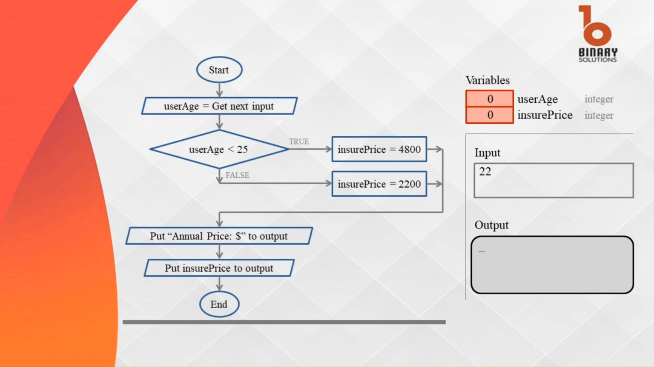In this example, the program uses an if-else branch to determine an insurance price based on the user's age. The condition checks if the user's age is less than 25. If the condition is true, meaning the user is under 25, the program executes the first branch, setting the insurance price to 4,800. However, if the user's age is 25 or older, for example 26, the condition is false, and the second branch executes, setting the insurance price to 2,200.